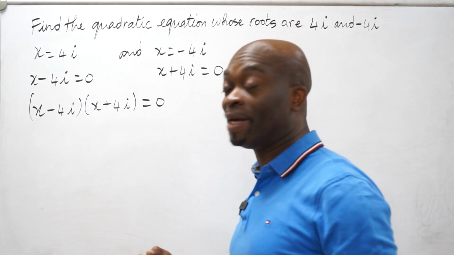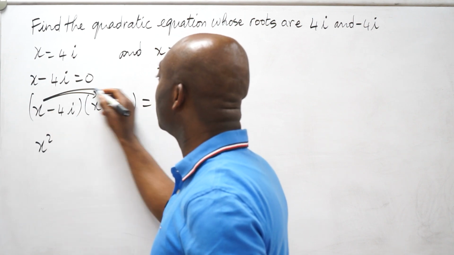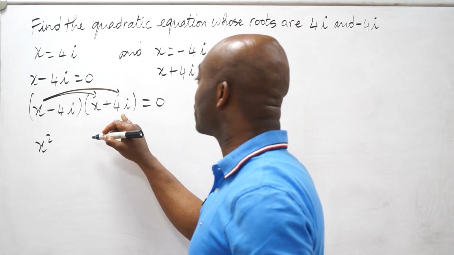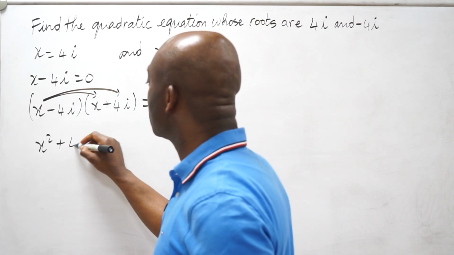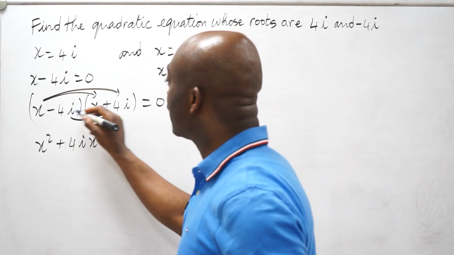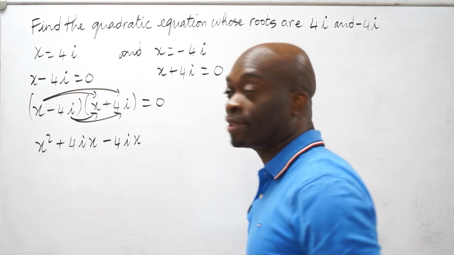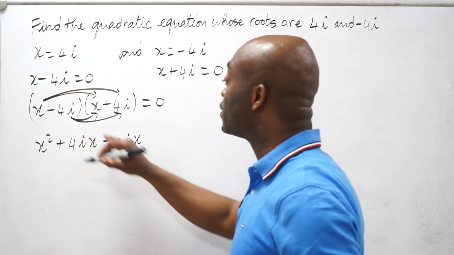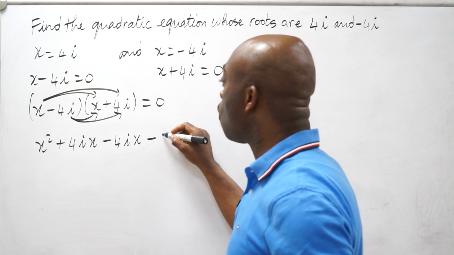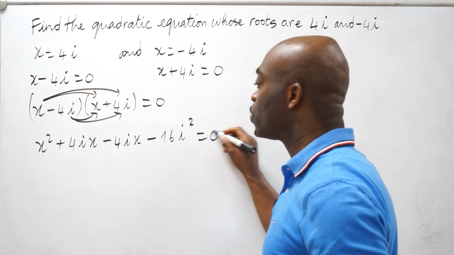So now we're going to use the FOIL method, right? The first: x times x is x to the second power. The outer: x times 4i, that will give us plus 4ix. The inner: negative 4i times x is negative 4ix. Then the last: negative times positive is negative, then we have negative 4 times 4, so that's 16, right? And then i times i, that is i squared, equal to 0.